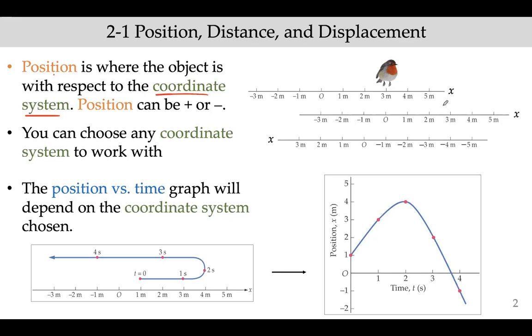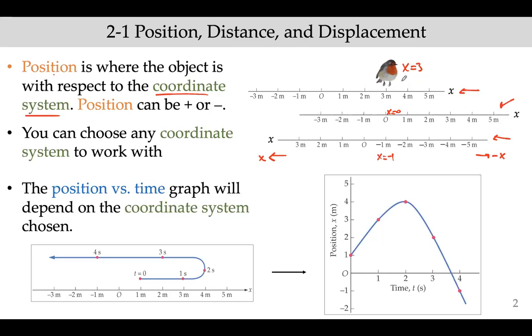So let's see which coordinate systems we have here. For this coordinate system, the position of the bird is x equals 3, right? But what about this coordinate system? For this one, the position is at 0, so the bird is at position 0. And if you look at this one, the positive numbers are in this direction and the negative numbers are in this direction. So this is like negative x, and the position of the bird is x equals -1.